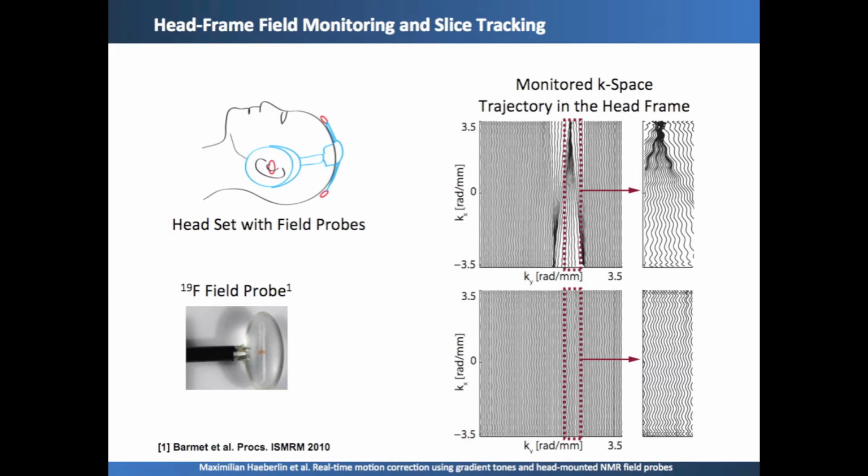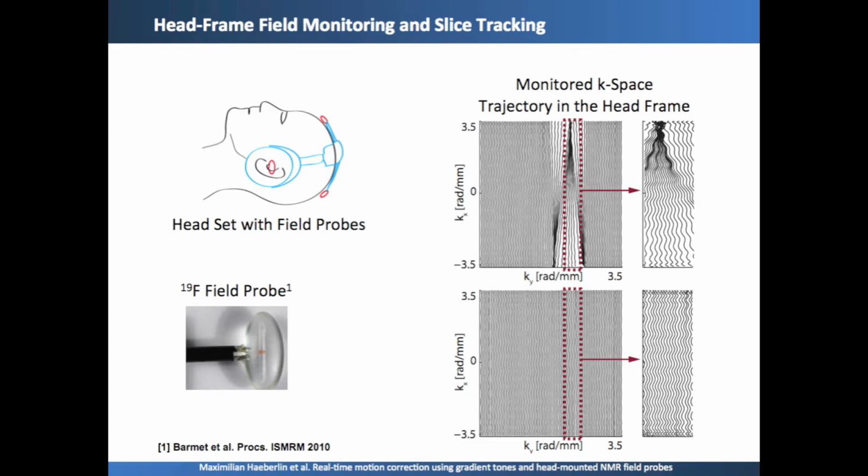We placed 4 such field probes onto a pair of standard MR headphones to perform our measurements that you can see on the top left. This allows us not only to do motion tracking but also perform concurrent field monitoring in the head frame of reference. On the right hand side you see the k-space sampling pattern in the moving reference frame without adaptive motion correction at the top and with tones-based sequence updates at the bottom.